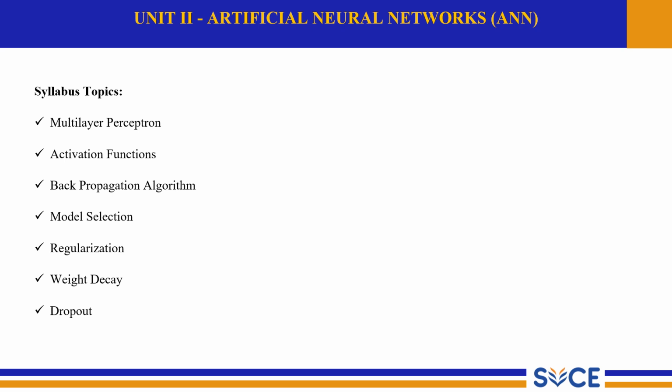First, we will learn about the multi-layer perceptron, which is a type of neural network with multiple layers of neurons. Next, we will discuss activation functions, which decide how the output of a neuron is calculated and introduce non-linearity into the network. Then the next one is the backpropagation algorithm, the key method that allows a neural network to learn by adjusting weights based on errors. After that, model selection, which helps us to choose the best network architecture and parameters for a given problem.